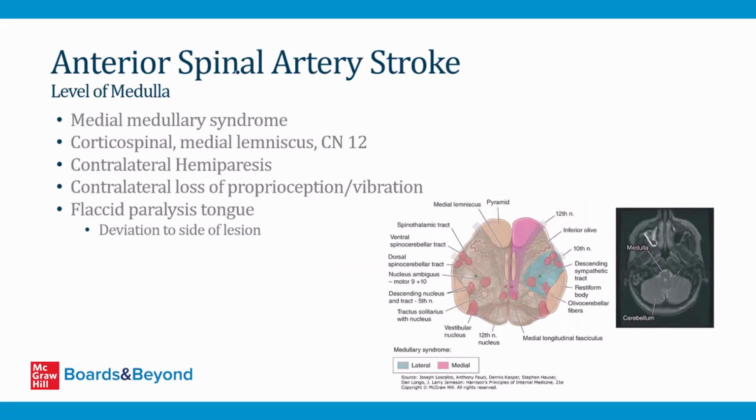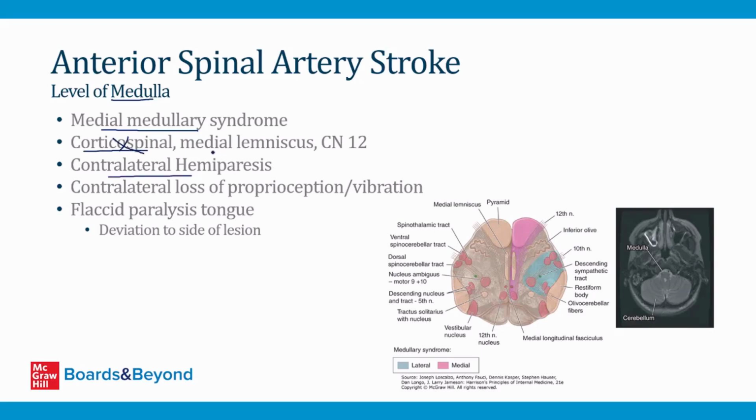You can also have a stroke involving the anterior spinal artery that occurs at the level of the medulla. In this case, the critical features are going to be those of a medial medullary syndrome, meaning structures in the medial medulla are damaged. So what are the major structures you find in the medial region of the medulla in the brainstem? Well, first of all, you find the corticospinal tract fibers. So damage to these fibers leads to contralateral hemiparesis.